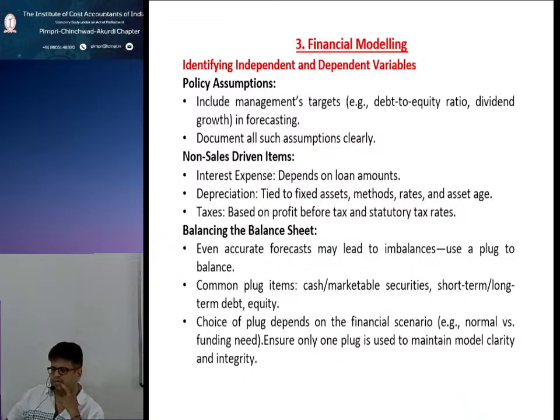So in continuation with identifying independent and dependent variables, the policy assumptions play a very critical role while doing the financial forecasting. So policy assumptions have to be clearly mentioned, agreeable to the management, and well documented also. It includes management's targets, for example debt to equity ratio, dividend growth in forecasting, and document all such assumptions very clearly, because the entire premise of financial modeling will always depend on the assumptions and policies that have been adopted, accepted, agreed and followed during financial modeling.